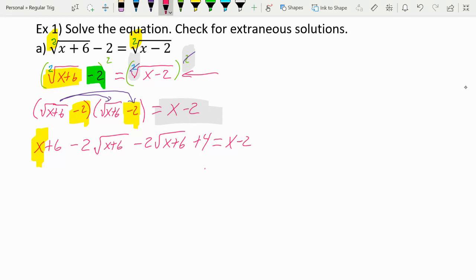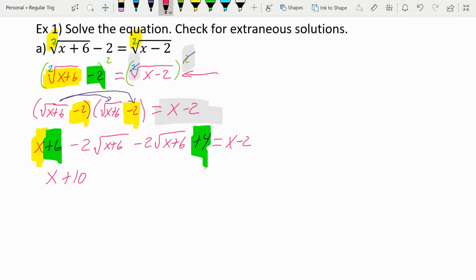So what am I going to do with that x? I'm just going to bring it down. But then I have plus 6 plus 4. All right. Those are like terms. So 6 plus 4 gives me 10.